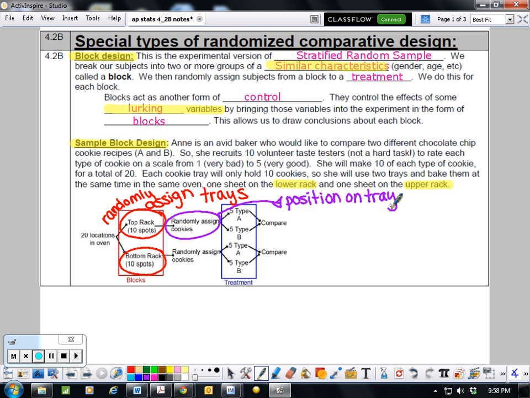We have 5 type A, 5 type B. We're randomly assigning cookies on the bottom, 5 type A, type B. And this is where we're dividing up based on that treatment. And then we're comparing our results. We're going to compare results up here, we're going to compare results here, and then we compare one more time all together, looking at all those differences. So it's almost like we've got 2 different experiments going on at the same time. We've got our top rack experiment and our bottom rack experiment. Okay, and that's our block design.